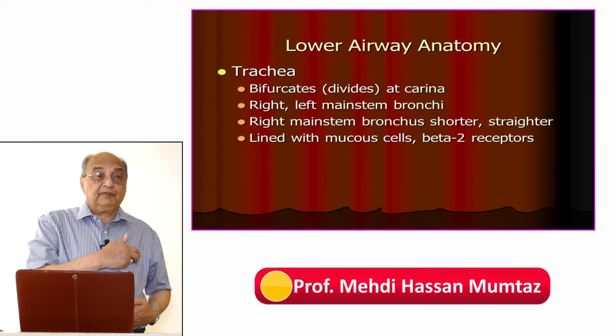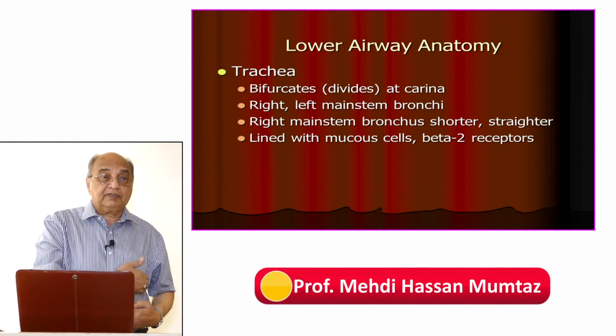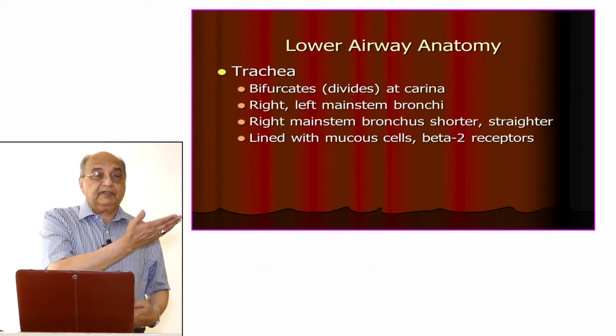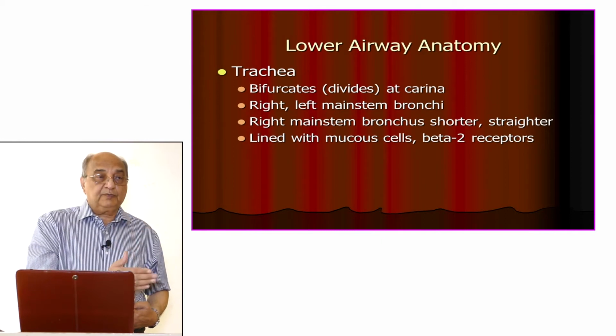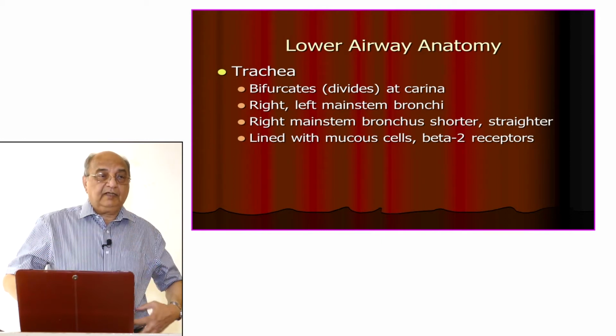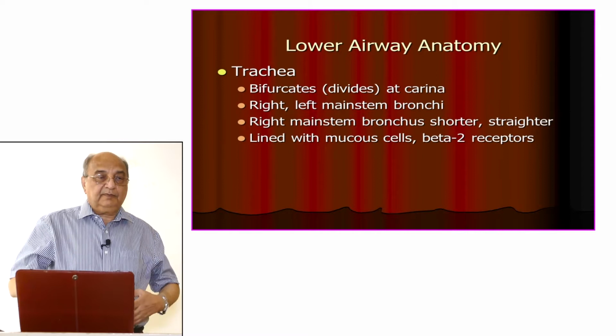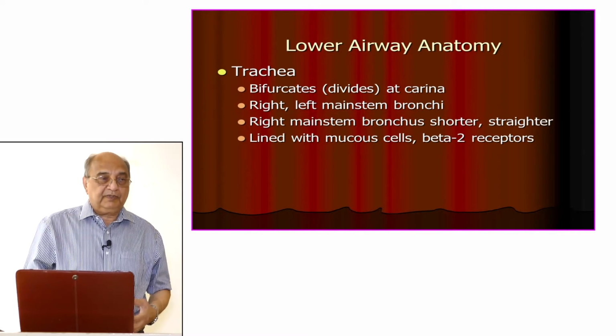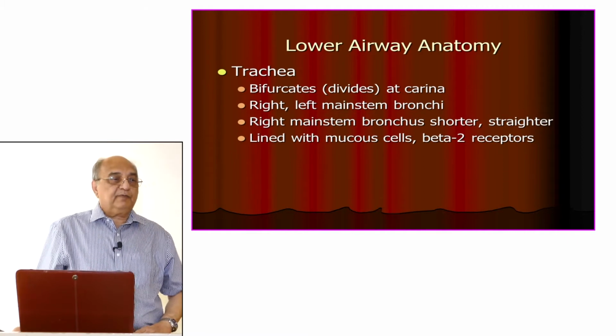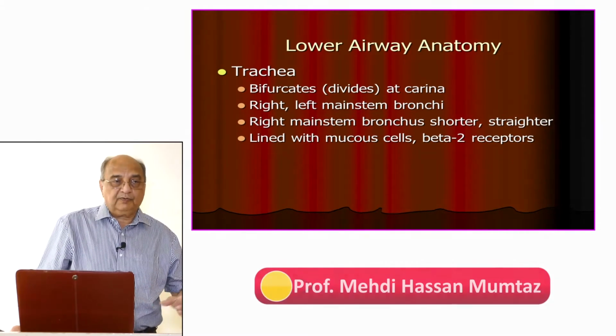Why is it at 45 degrees? Because we have got the heart on this side, it is pushing up the bronchus. When the baby is born, they are equally angled. But as the baby becomes bigger and bigger, the heart size also increases, and it pushes the left bronchus upward. So then it is 45.